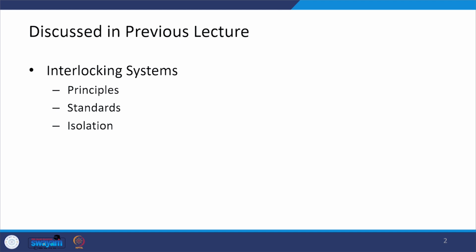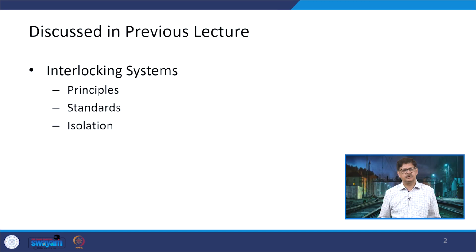There were around 4 or 5 principles which we have discussed, and then there were standards of interlocking systems. There were 4 standards which were dependent on the speeds up to 50 kilometers per hour, up to 110 kilometers per hour, 140 kilometers per hour and up to 160 kilometers per hour. And there were different salient features with respect to those standards which we have discussed at that time.